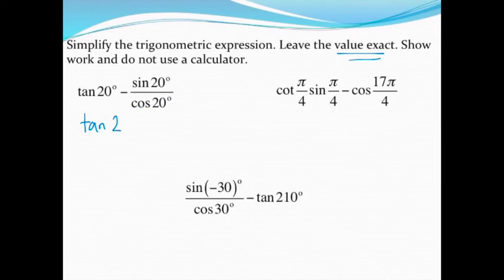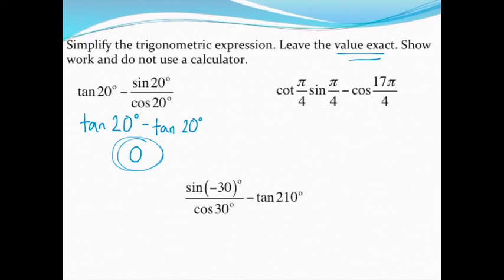So let me rewrite the first piece. I have tangent of 20 degrees. I will then have minus sine divided by cosine, which leaves me with just tangent of 20 degrees. And so to simplify this, if I have something minus itself, that's going to simplify down to just 0. So this simplifies to 0 when I'm done with my expressions. Okay, so let's try a few more examples.